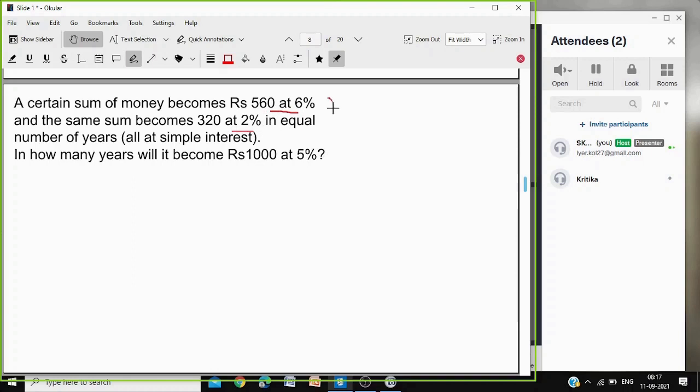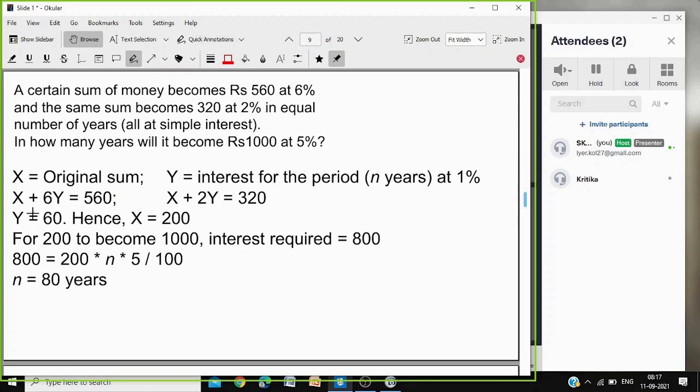So both are in an equal number of years, so you have to find the principal. Once you find the principal, then you can find this one. X is the original sum, that is what we call P or X, and Y is the interest for the period at 1%. The period is n years, but we are taking it at 1%.